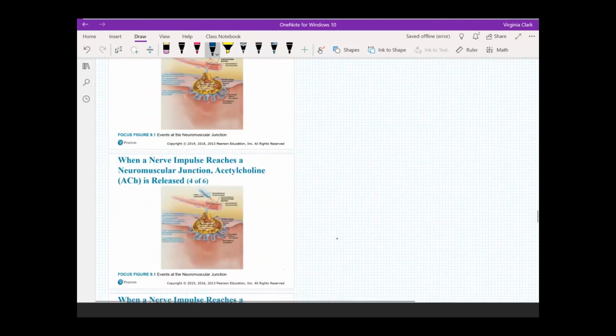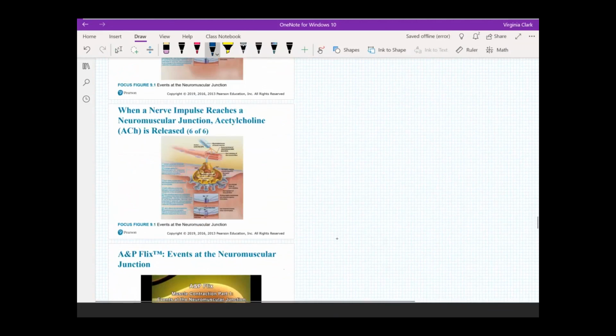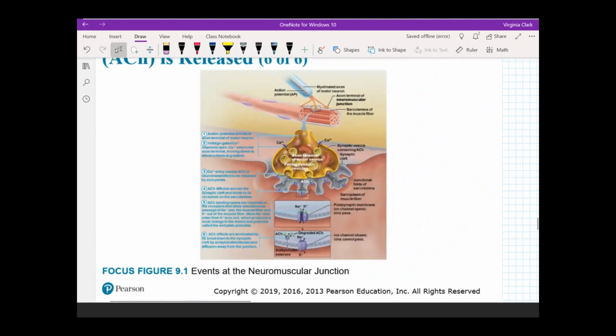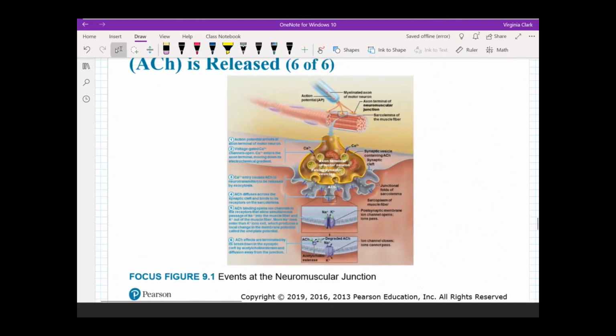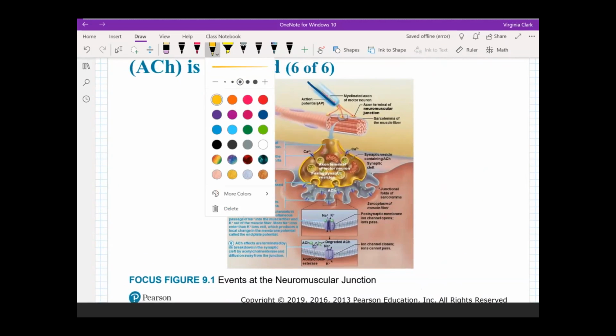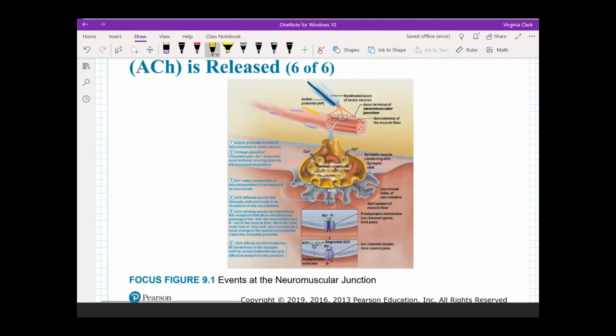But I'm going to come on down to this guy and then we're going to blow him up and look at him. So this is exactly what is going on. We've talked through 1 through 6. We've written them out, but we're going to just talk through them right now. So here is my axon. Here is my skeletal muscle right here. So this is the connection between the two.